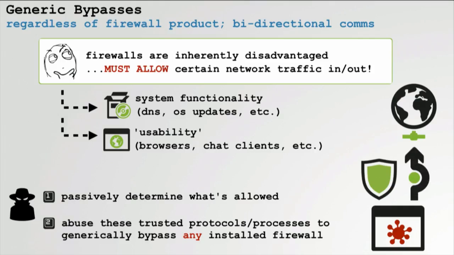Okay, so those were some product-specific bypasses. Kind of neat, kind of funny. But in my opinion, they're still a little bit lame. And they're lame because first an attacker would have to enumerate and determine the specific firewall product that was installed, and then have one of these product-specific bypasses. Way more powerful are generic bypasses, which can just bypass any installed firewall. And these are all possible because the firewall is essentially disadvantaged. It has to allow some network traffic off the box. For example, trusted system daemons, or the user is probably going to fully allow certain things like browsers.